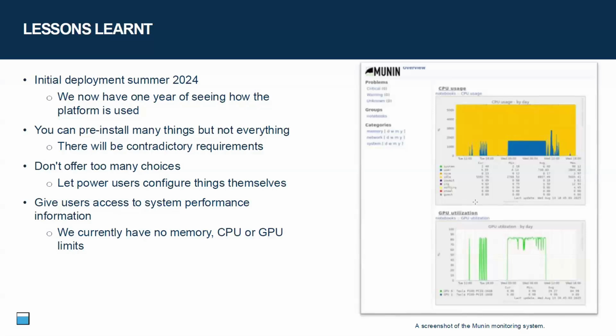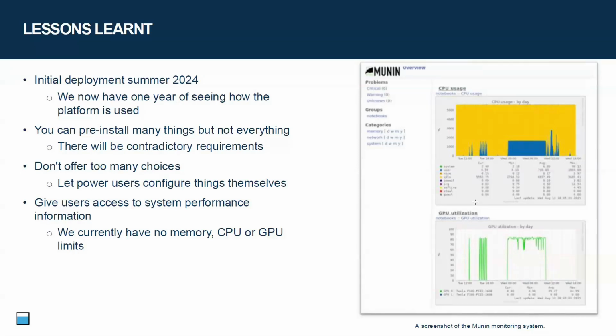So we made our initial deployment in summer of last year, and we've been trying to see how the platform is being used. As Esther alluded to, when we hit the limits of it with the hardware we've got, we didn't really have a great feel for how much our users would push this to its limits. One thing we did learn is also that we couldn't pre-install everything that everyone wanted, but we could get most of it for most of the time, but sometimes there'll be contradictory requirements.